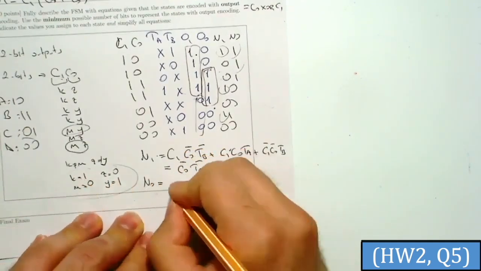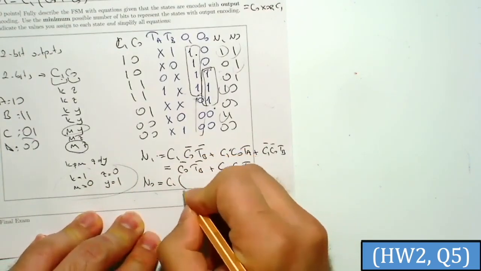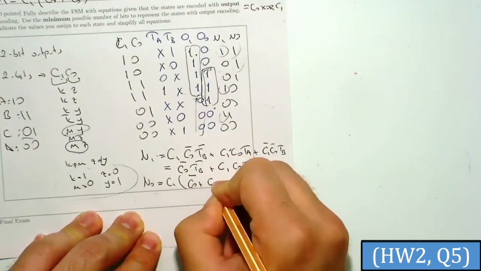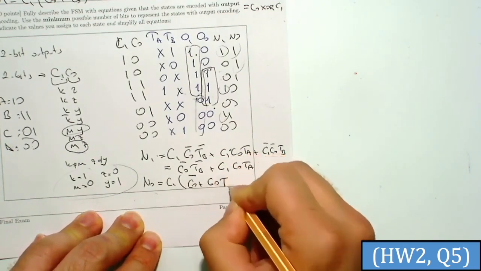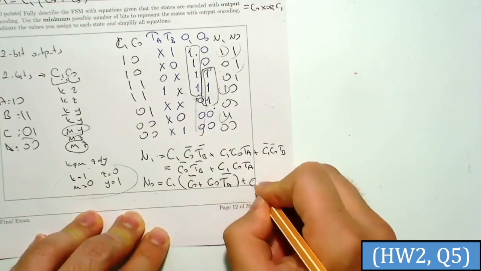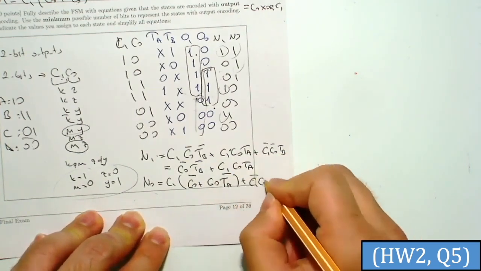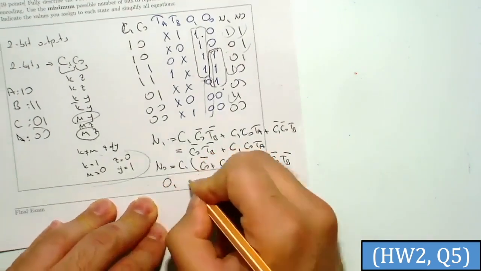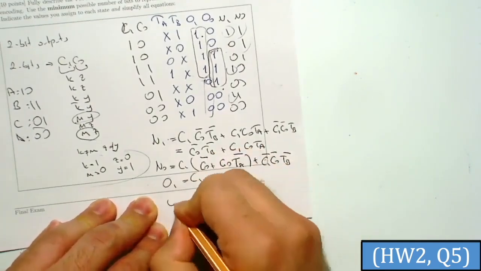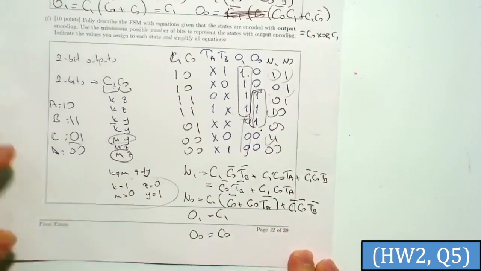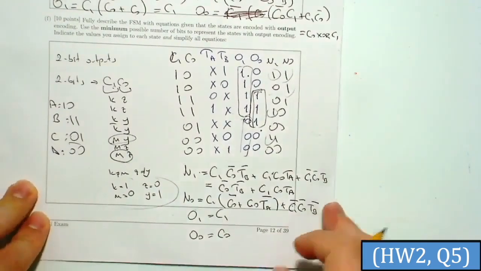n0 I will have C1 C0 not here, or C0 TA not, or C1 C0 not, and TB not. And for O1, I already ensured that this is determined by C1, and O0, this is determined by C0. Okay. So this is the F1.